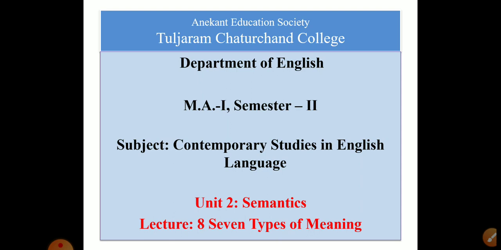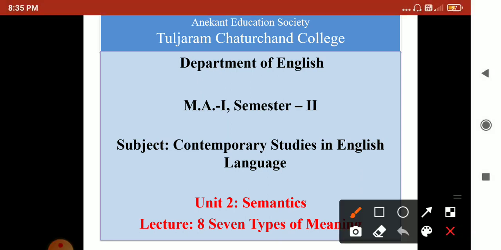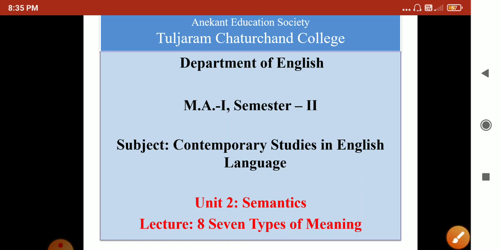In my previous lecture, I spoke about semantics. I told you that semantics is a branch of linguistics which deals with meaning. How meaning is generated and how different types of meanings are created by words or sentences is studied in semantics. In today's lecture, we are going to study 7 types of meaning. So this is lecture number 8, and the topic for today's lecture is 7 types of meaning.